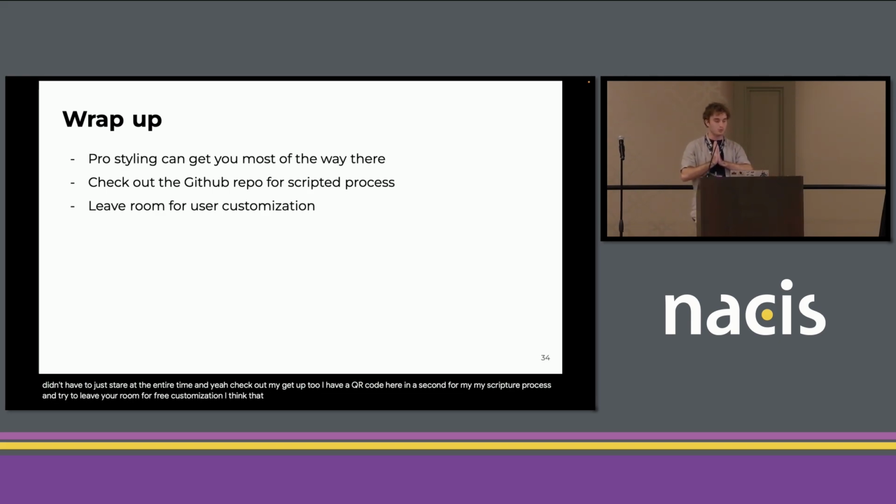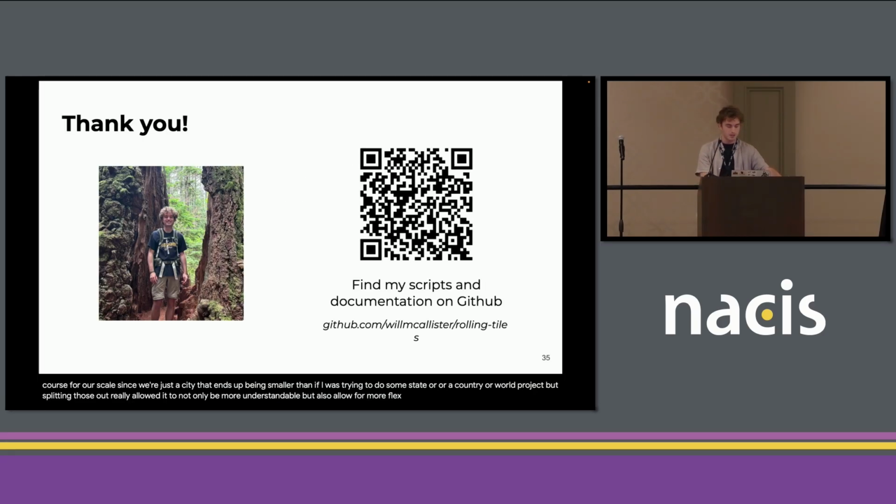I think that was a cool way of doing this, because otherwise we could have bundled this all into one vector tile, which would be smaller. Each tile is, I don't know, 10 to 20 megabytes. It depends on how much data you have in there. And of course, since we're just at city scale, that ends up being smaller than if I was trying to do some state or country or world project. But at any rate, splitting those out really allowed it to not only be more understandable, but also allow for more flexibility. So thank you.